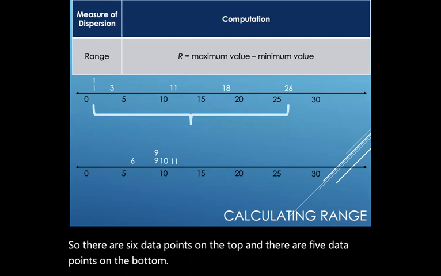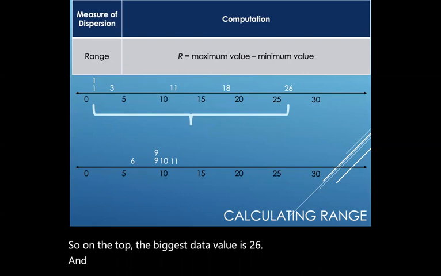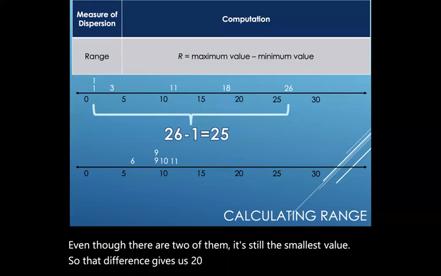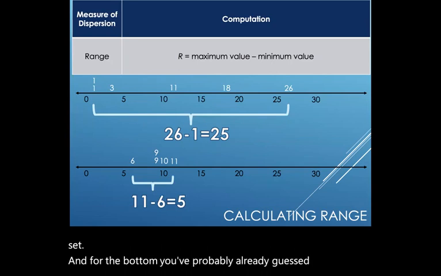So on the top, the biggest data value is 26, and the smallest one is 1. Even though there are 2 of them, it's still the smallest value. So that difference gives us 25. So 25 is the range for the top data set. And for the bottom, you've probably already guessed it, it will be 5, since 11 minus 6 gives you 5.